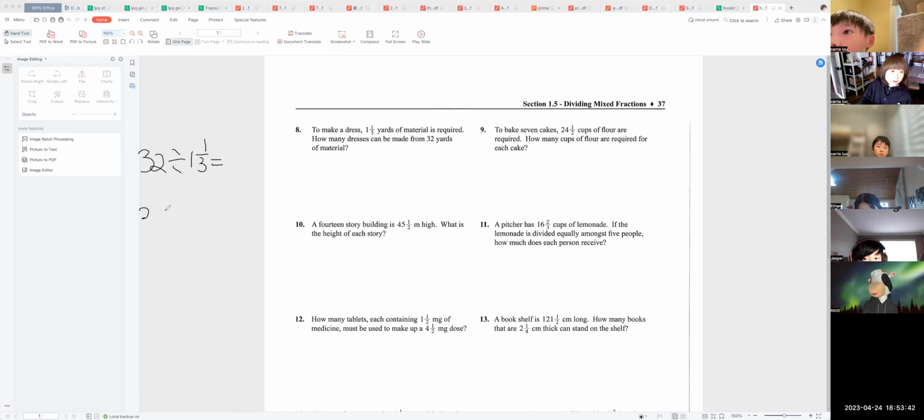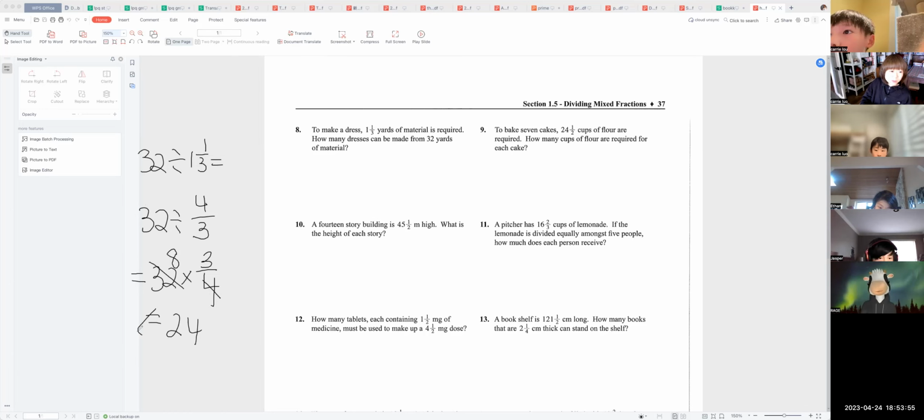Okay, so now 32 divided by 4/3, right? And then what's next? 32 times 3/4 switched. And this one is 8. So the answer is 24. I can check. 24 is bigger than 16 and smaller than 32. I get the answer, 24 dresses.